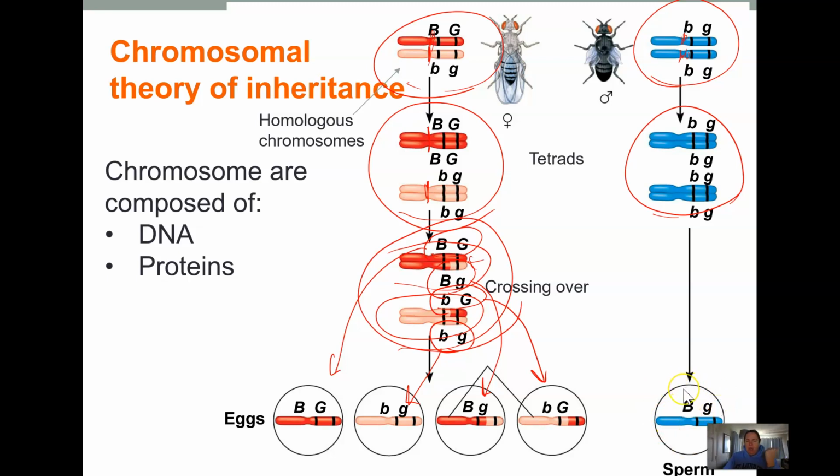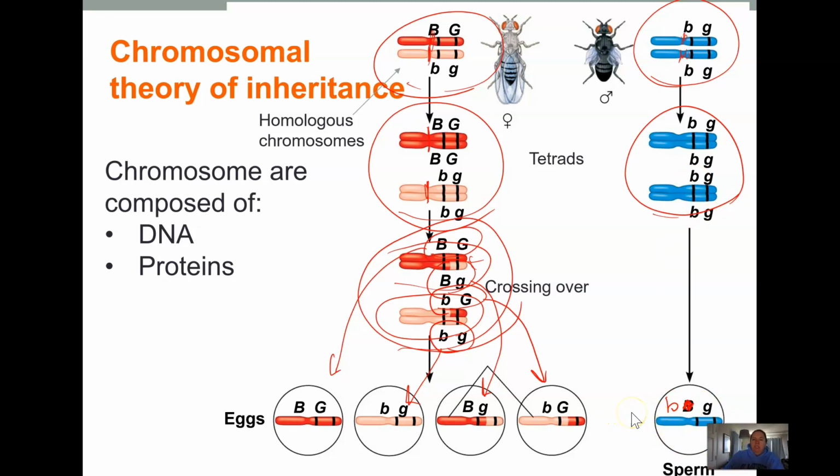Oh wait, this should not be a capital B, that should be a lowercase b. That's a typo. I bet it did that automatic caps there. So the only possible combination that the father can produce, no matter how his sex cells go through meiosis, is lowercase b, lowercase g.